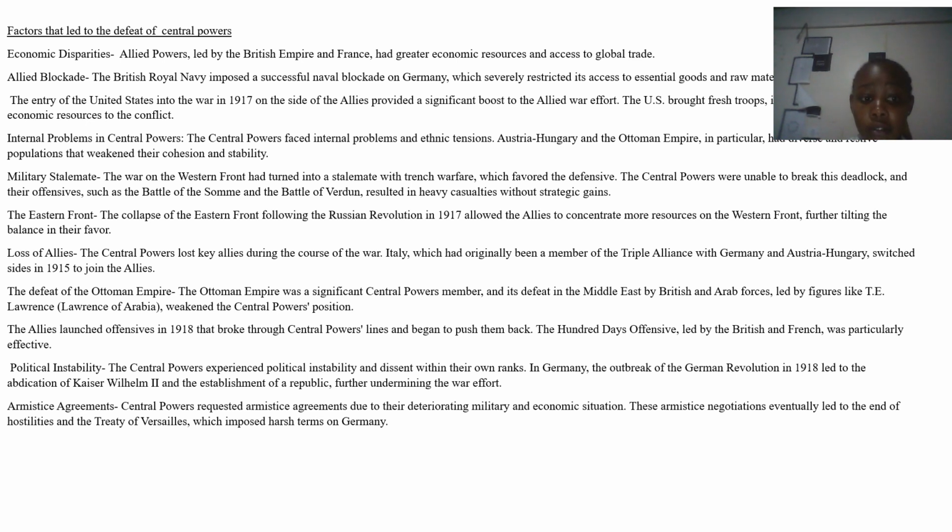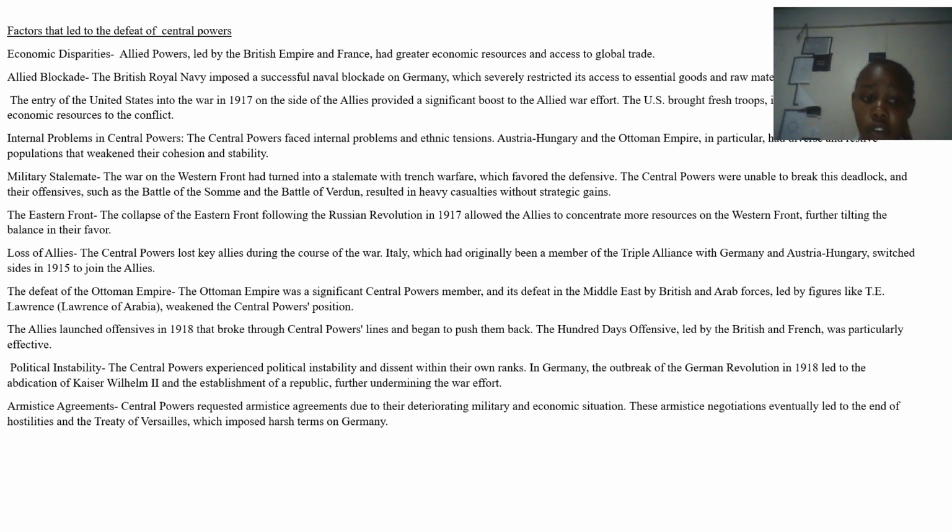Then the Eastern Front. The collapse of the Eastern Front following the Russian Revolution of the year 1917 allowed the Allies to concentrate more resources on the Western Front, fatally tilting the balance in their favor. Then the loss of allies. The Central Powers lost their allies, such as Italy. Italy now went to the Allied powers.